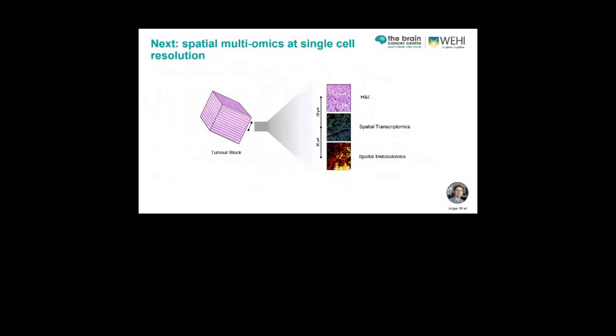And the way we are following this up is by combining spatial metabolomics with spatial transcriptomics, as well as histological information. To this end, we obtain serial sections of the tumor, which we use alternatingly to generate H&E, spatial transcriptomics, and spatial metabolomics. And in the future, this will allow us to identify the cell type composition and histological features that are associated with these particular increases in metabolic activity.